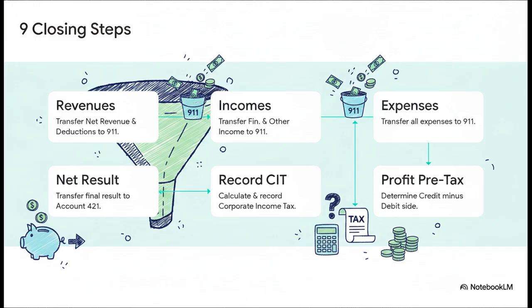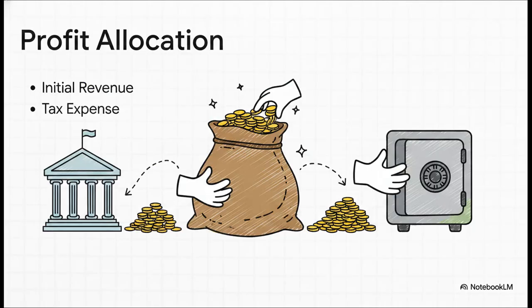And remember, class, these are purely accounting entries. There's no actual cash changing hands here. We're literally just moving numbers between buckets to calculate our final grade. The two VIP accounts at the very end of this whole process are account 821 for our corporate income tax expense, usually calculated at a 20% rate on our profit before tax, and account 421.